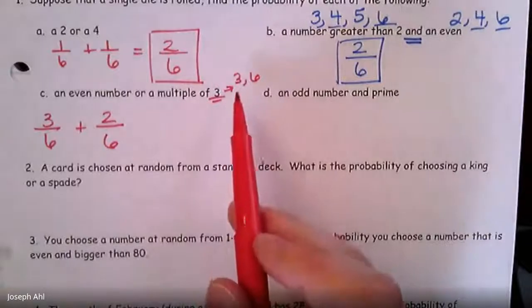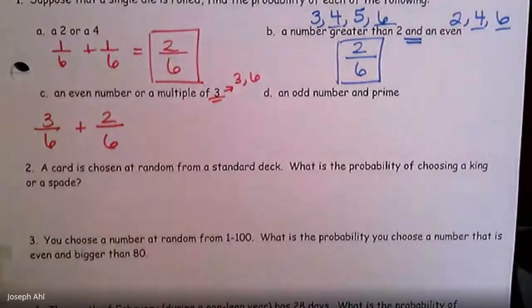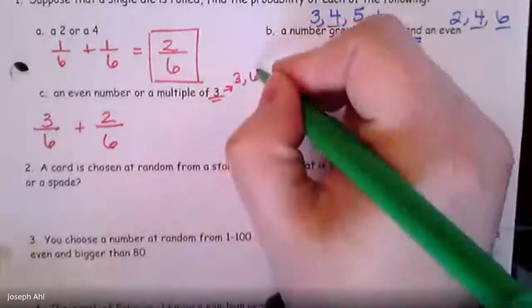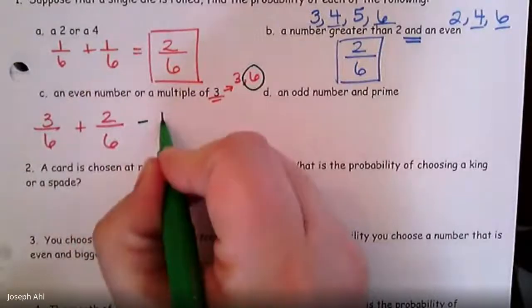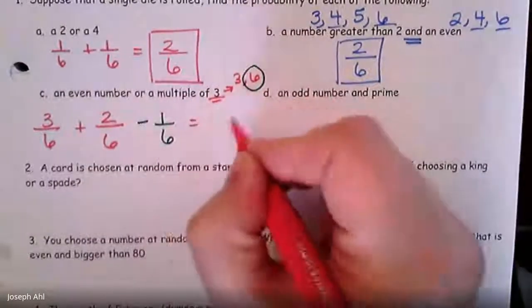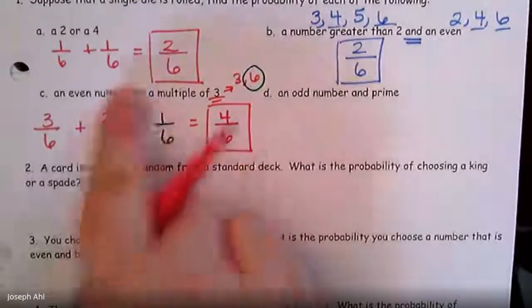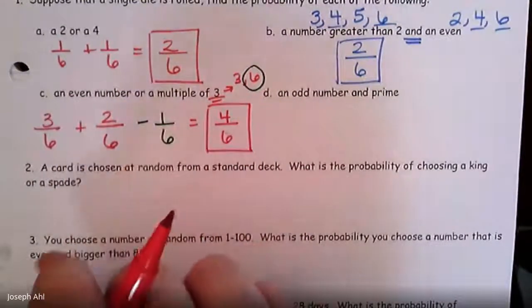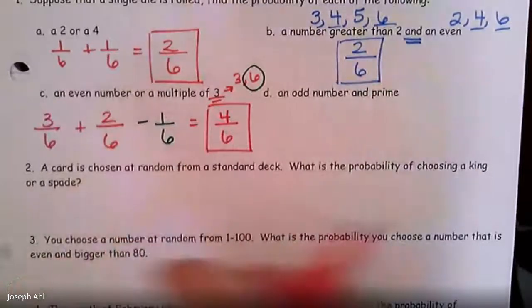And the last part is, are there any even numbers that are also multiples of 3? And the answer is yes. The number 6. 6 is a multiple of 3. It's also an even number. So we've got to subtract that out. Subtract out 1 out of 6 so that we don't count it twice. Final answer for this one is 4 out of 6. This definitely takes a little while to get used to. Okay, so make sure that when you're doing the homework for practice, you refer back to these examples.